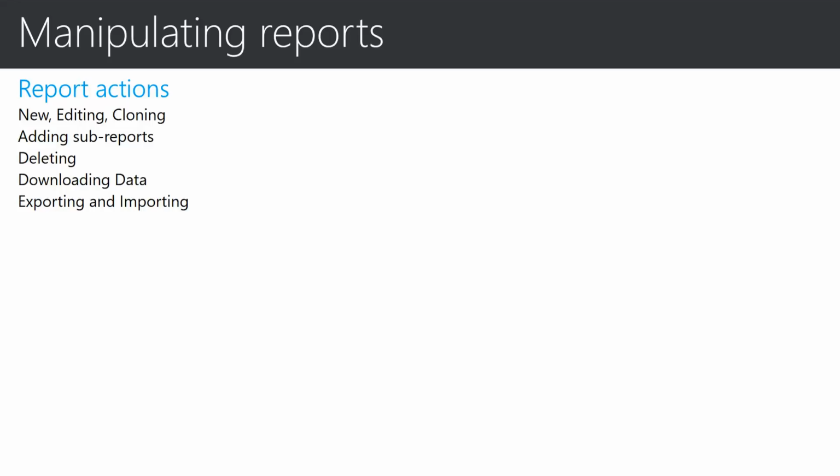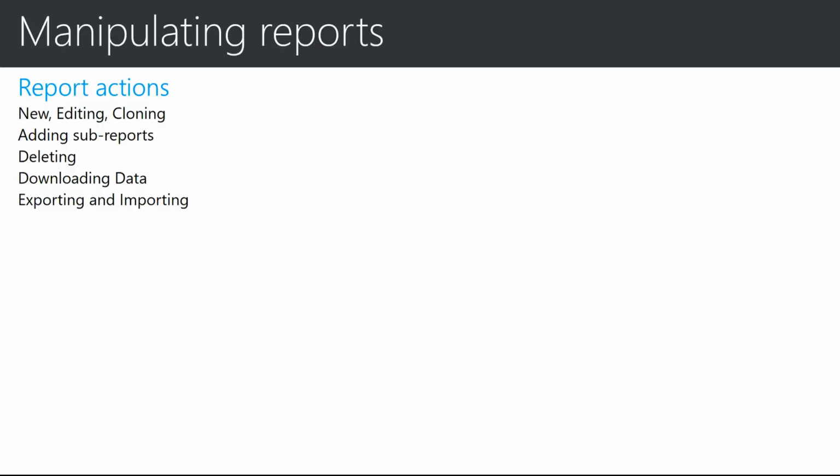The first thing we'll want to do in CQD is understand how to create a new report, clone it from an existing report, edit the report, and finally delete the report. We'll also look at importing and exporting the data, as well as cloning the data. Let's get started.